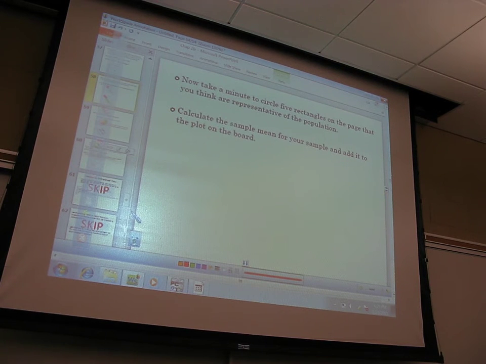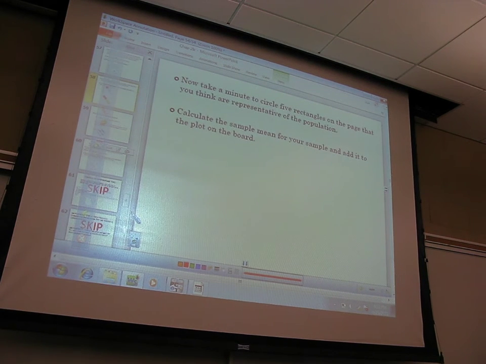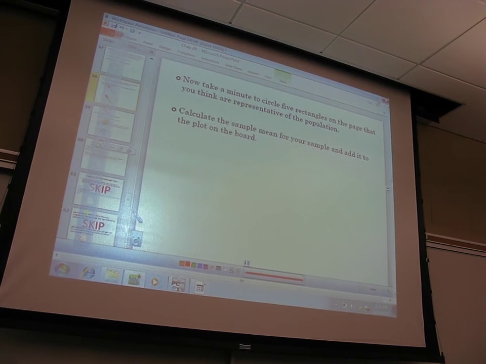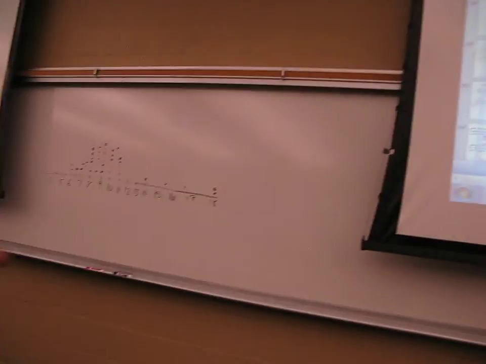Now add up how many are in each, how many you have total, and divide by 5. Then average those 5 that you chose, and come up here, rounding to the nearest half. Come up here and put another dot up there for that. So this is our results over there.